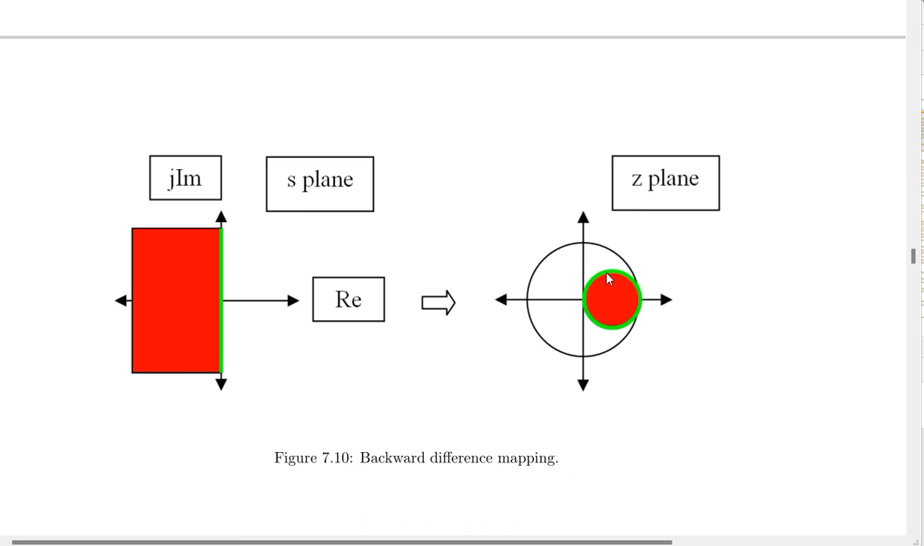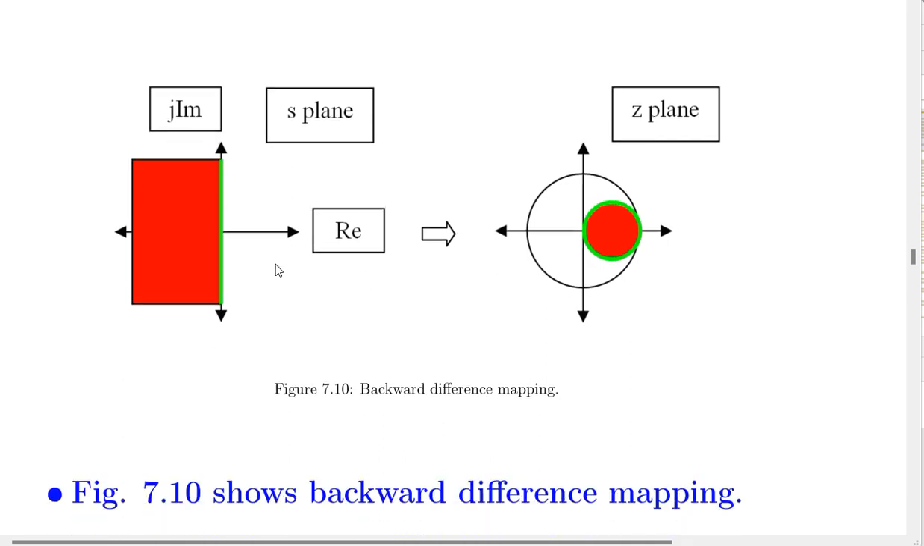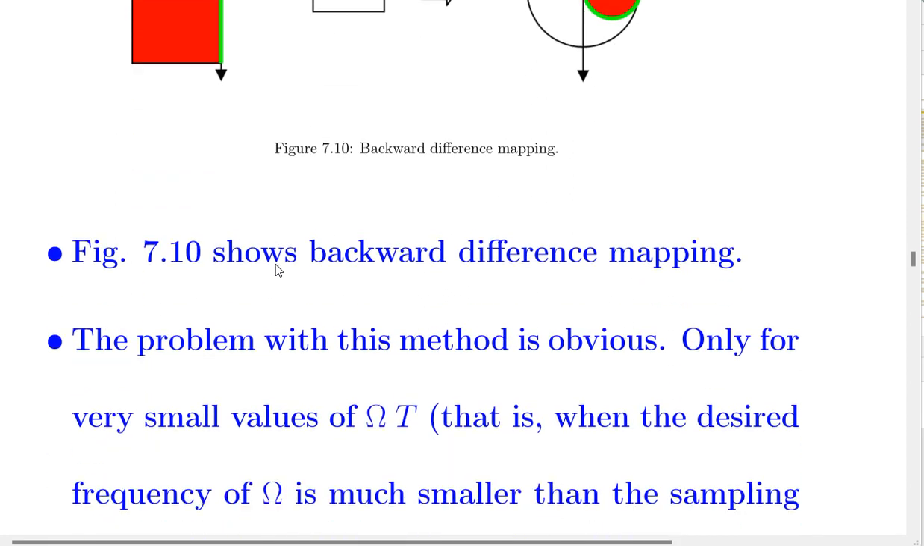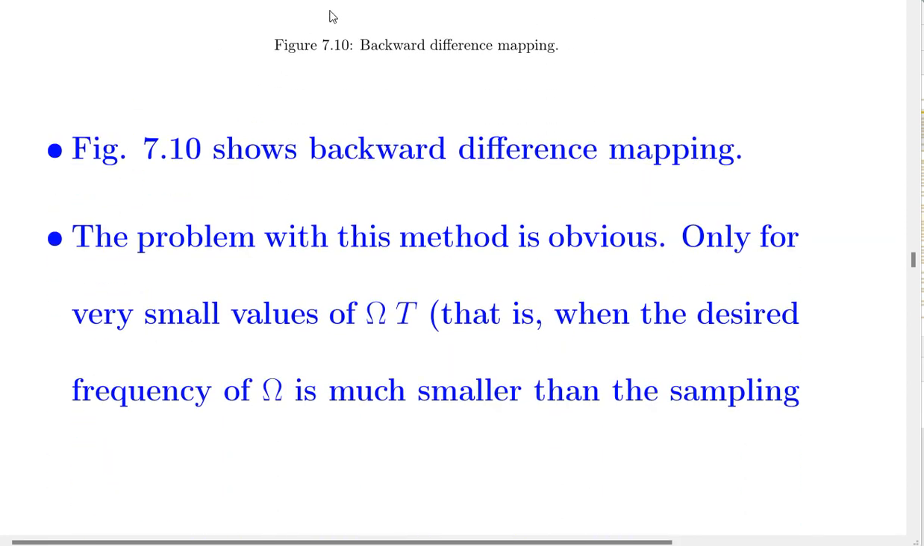You see here the location of two circles. Only this part is legit. Otherwise, you are not moving inside a legit area to analyze and speak about frequency response. And this technique is much worse than the first one. Okay? So that figure shows a backward difference mapping. The problem with this method is obvious.